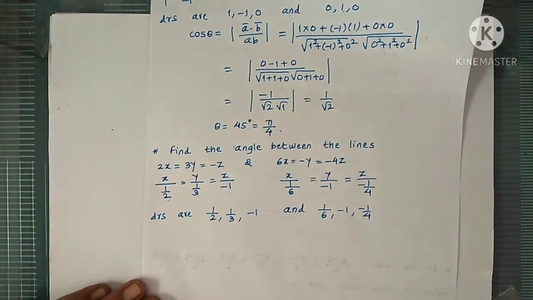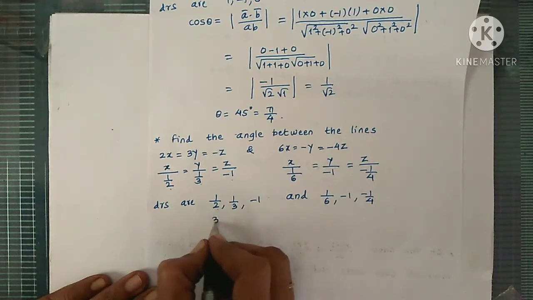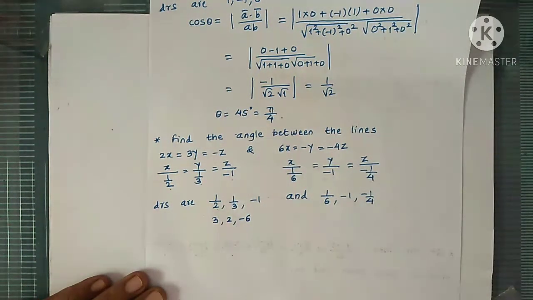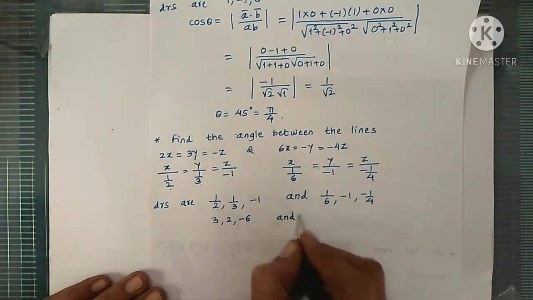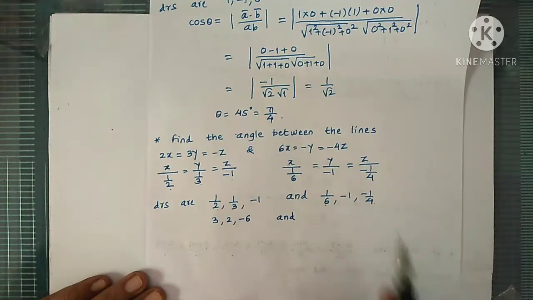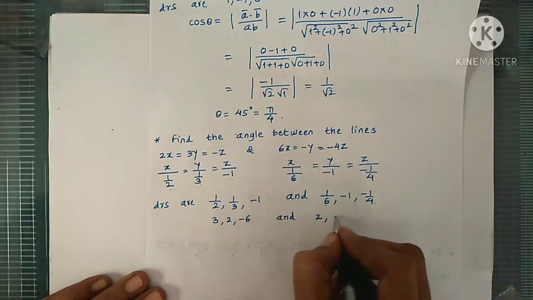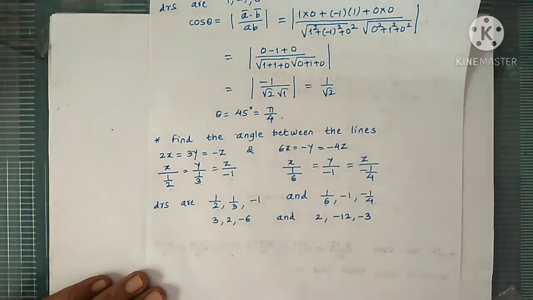To avoid the fractions, we can multiply all these three numbers by 6. So multiplying by 6, we have 3, 2, minus 6. Now they are in integers. For the second line, multiplying by the LCM of 6 and 4, which is 12, we have 2, then minus 12, and this is minus 3.